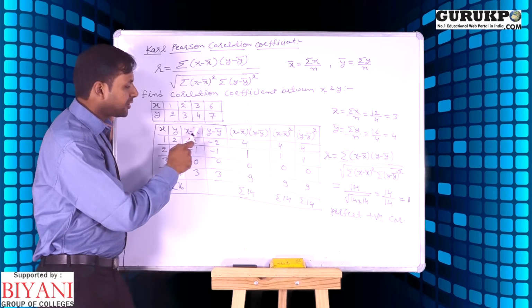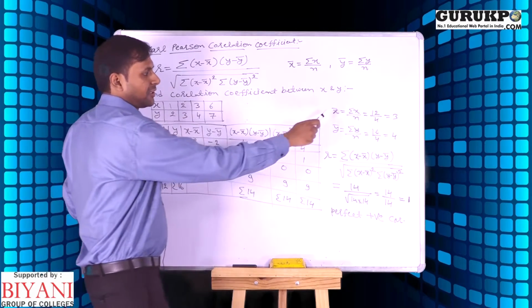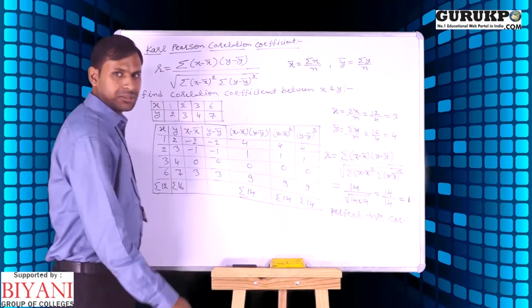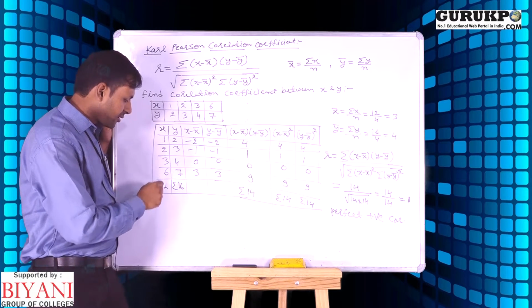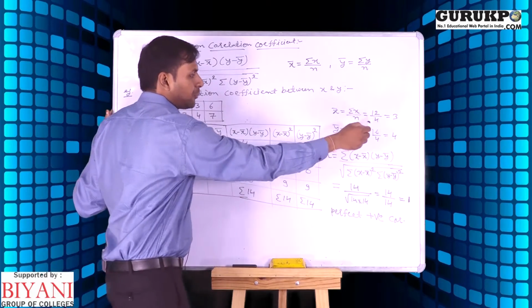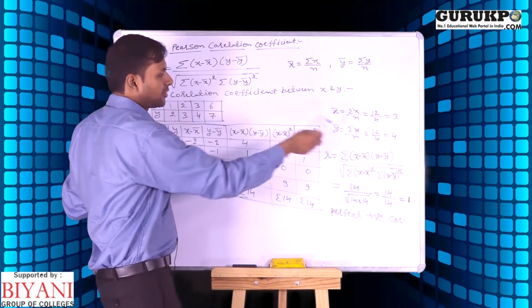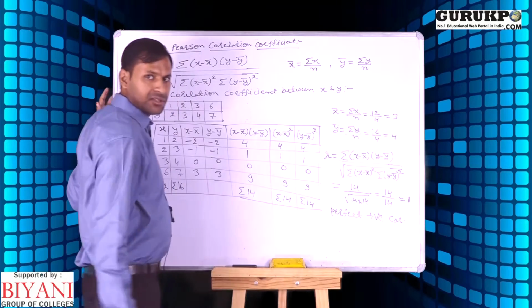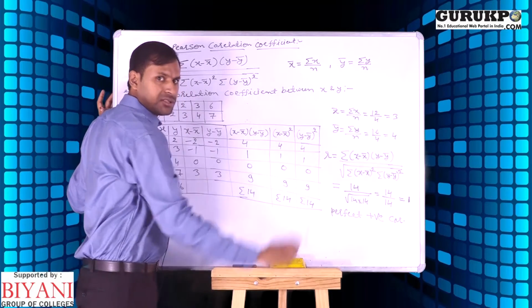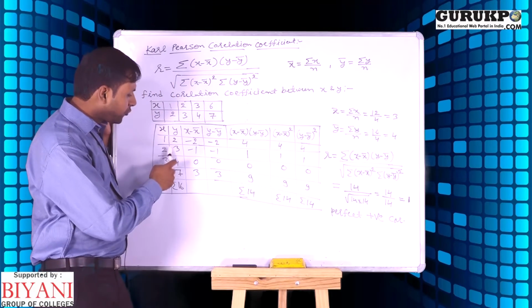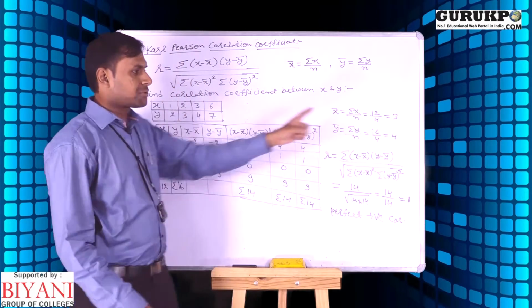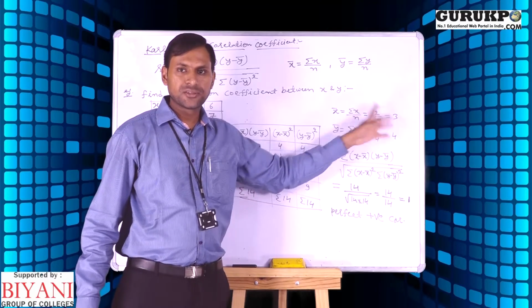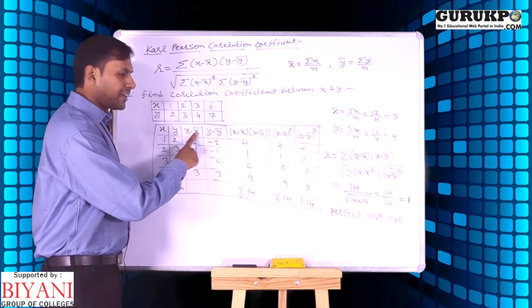At first we need x bar and y bar. X bar is sigma x upon n. Sigma means sum, the sum of x. Sum of x is 12, 12 upon n, the number of values. Values are 1, 2, 3, 4, so 12 by 4 is 3. Y bar is sigma y upon n. Sum of y is 16, number of values is 4, so 4. So x bar is 3, y bar is 4.